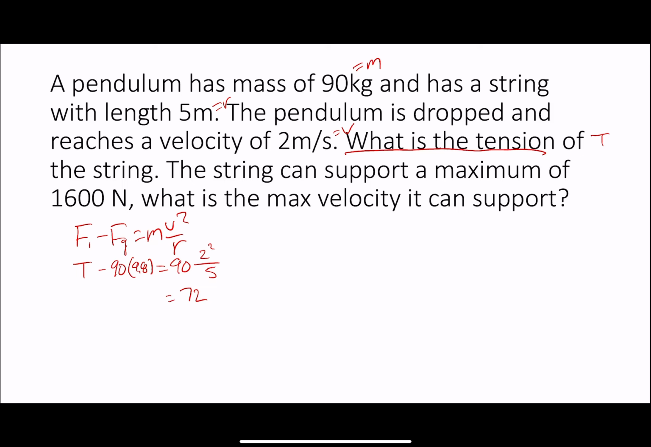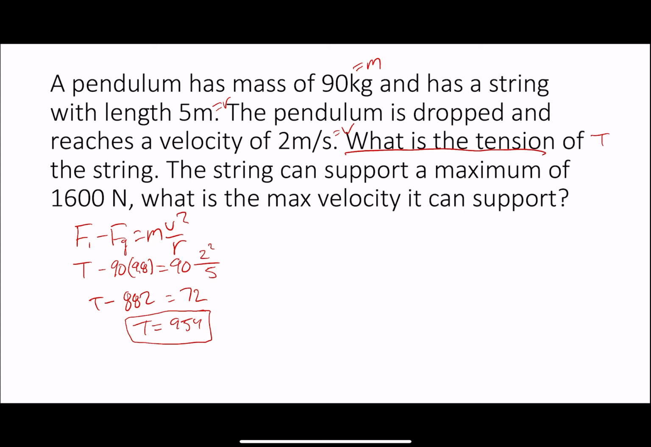And then 90 times 9.8, 882. And so we add them together because we're going to add that 882 to the other side to get our tension. So tension is equal to 954. Again, it's not complicated.